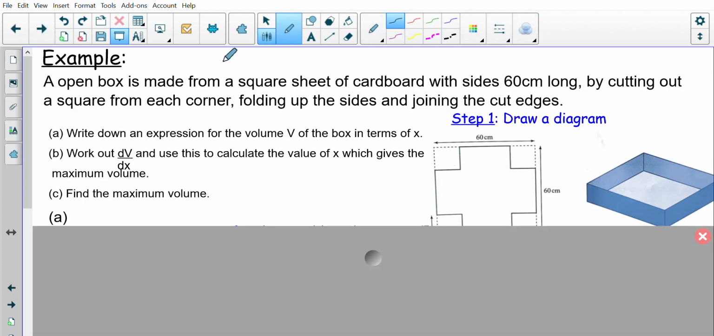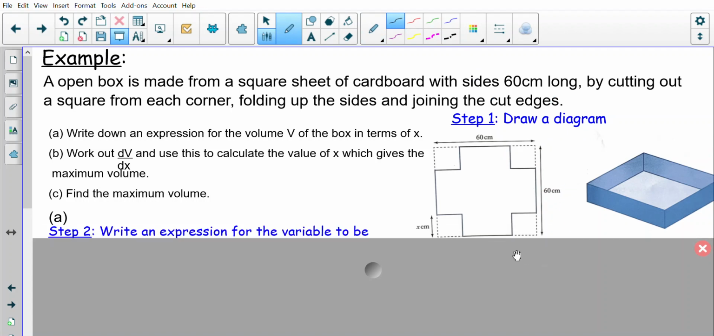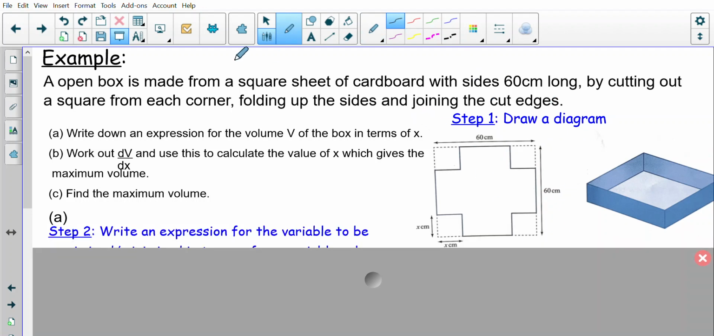Have a read through this example and have a look at the diagram at the same time. In this question, you're given a diagram. If you're not given a diagram, step one will always be to draw a diagram. So we've got an open box made from a square sheet of cardboard, 60 centimetres long, and we've cut a square x by x from each corner, and then we're going to fold up the sides to create this open cardboard box. It's worth adding some more information to this diagram.